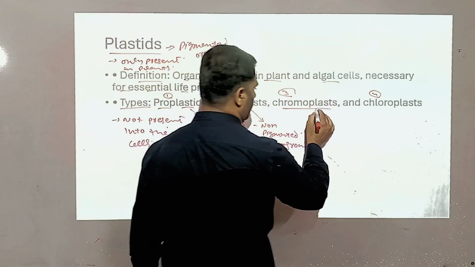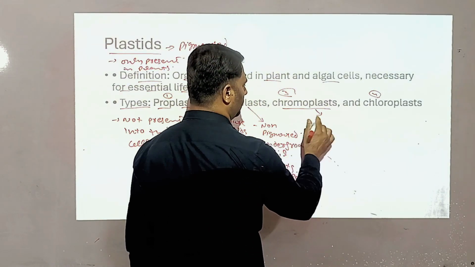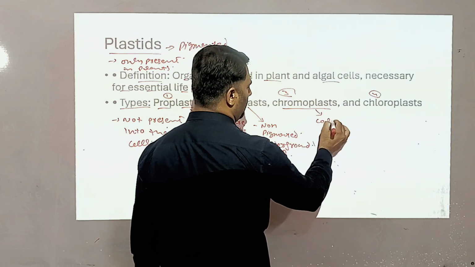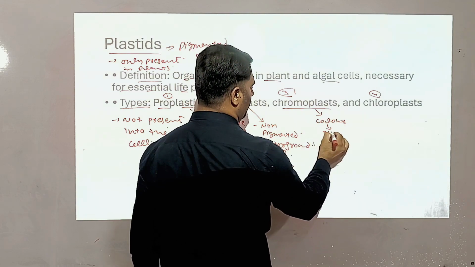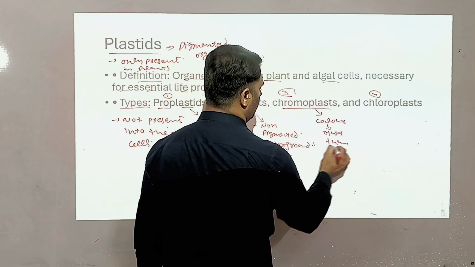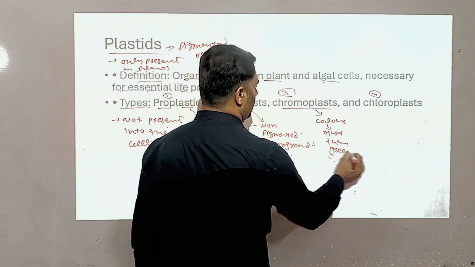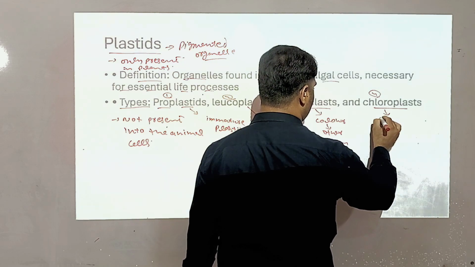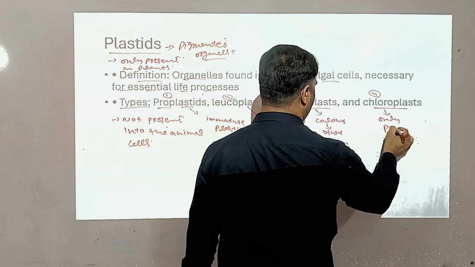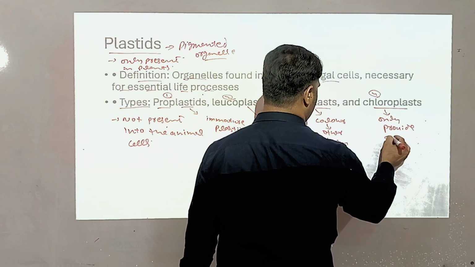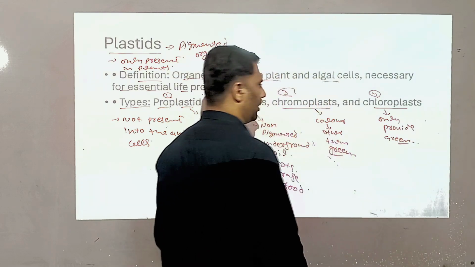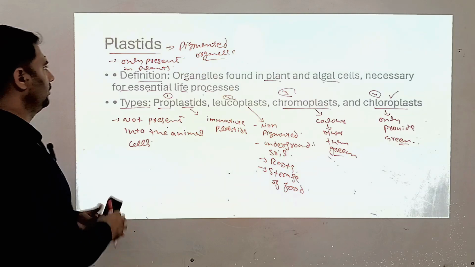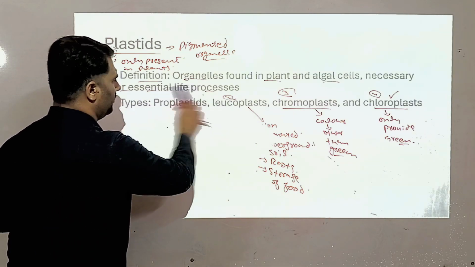Chromoplast is the pigmented organelle which provides colors other than green. The chloroplast is the plastid type which provides the green color. So the green color of plants is due to the presence of chloroplast. So that is the introduction of the plastid.